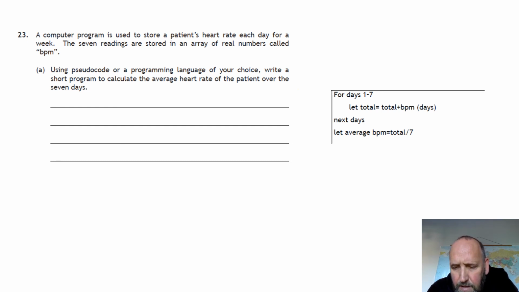So the important bit here is the total plus BPM in brackets days. That tells us that it's an array. And it tells us in the question that it's an array. Sorry, I missed that.